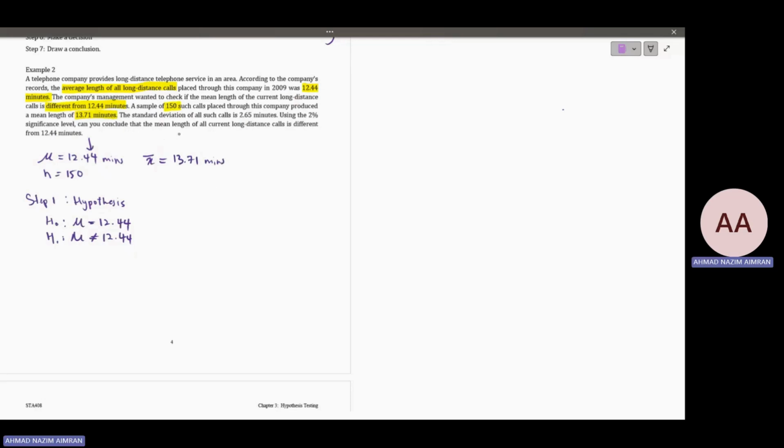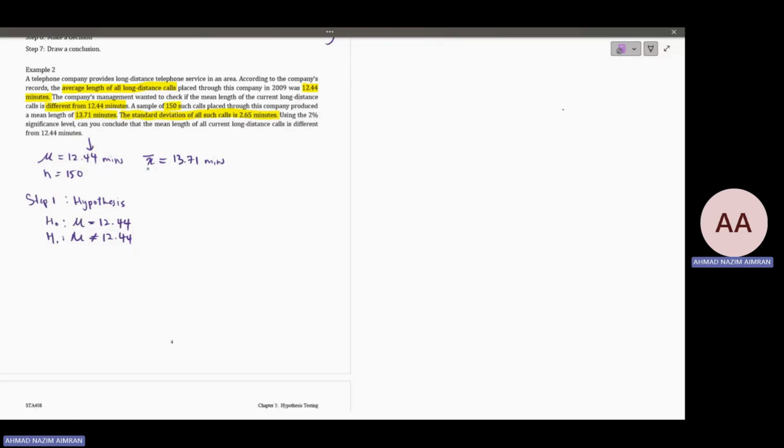Right. And the standard deviation of all such calls, this is also the information that you need to be aware of to decide whether to use Z or T. So the standard deviation of all such calls means that this is the standard deviation of the population. This is not the standard deviation of the sample, right?